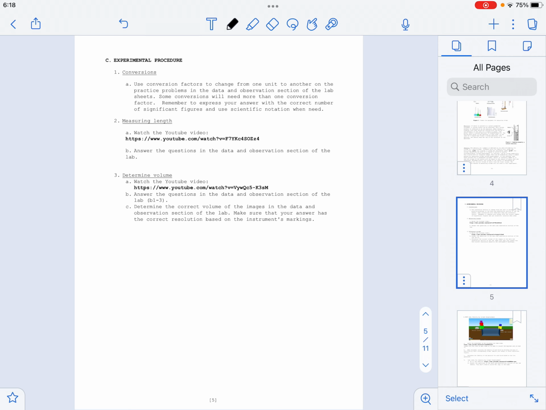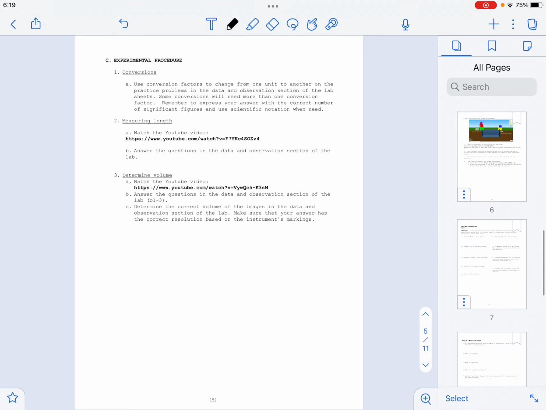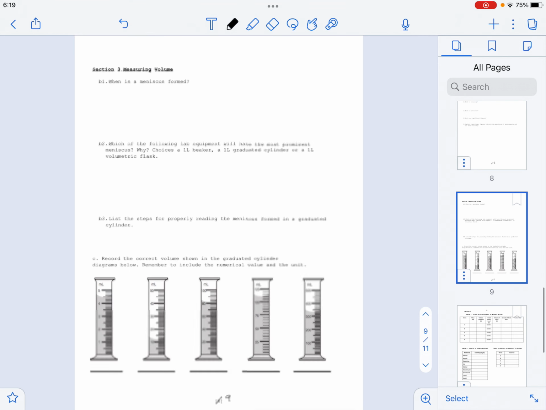On part 3 of the lab, you're going to watch a YouTube video and you can see the address here. And then you're going to answer some questions based on the video. And then you're going to proceed to practice how to correctly determine the volume for the images given. And you can see that on page 9 of your lab sheet.